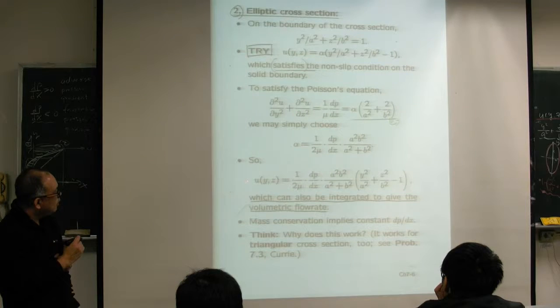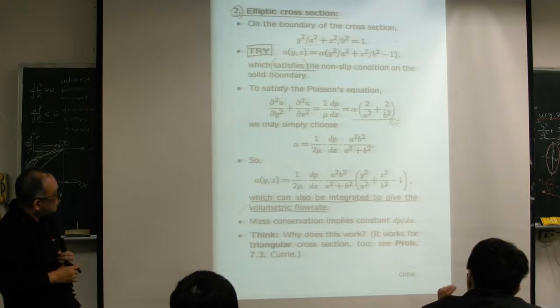So we can integrate to give the volume flow rate again, which you can check. Due to mass conservation, Q is a constant, and Q is also related to dp dx, so dp dx is a constant. Again, we can prove the pressure gradient is a constant for this closed section, for the straight pipe.